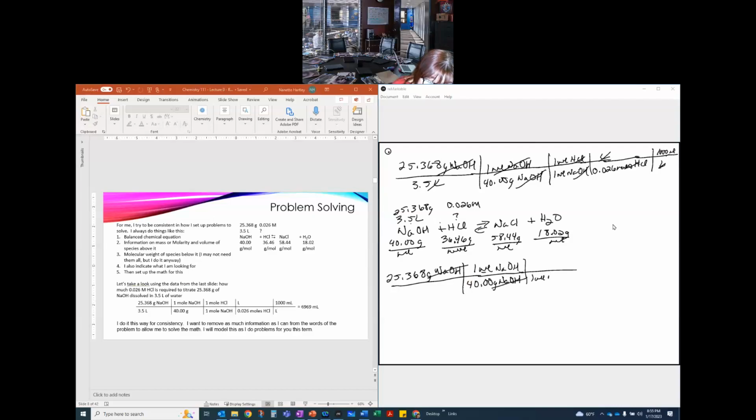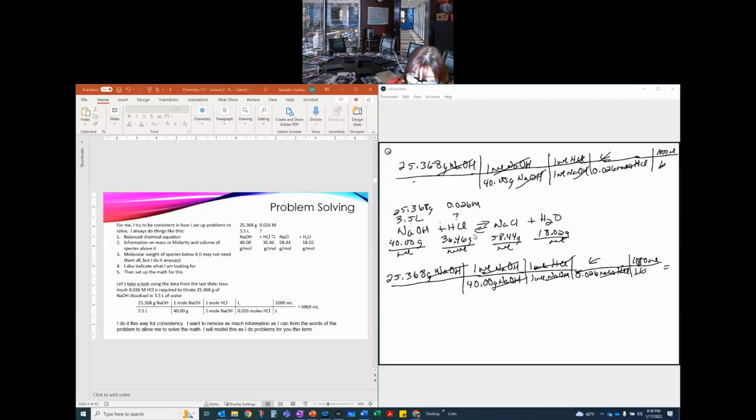I have 1 mole of NaOH to 1 mole of HCl, and that's from the balanced equation. Those are the stoichiometry. The numbers out in front of the NaOH and the HCl are both 1s. That's why it's a 1-to-1. I get rid of the moles of NaOH. I then have 1 mole of HCl, and the molarity is 0.026 moles of HCl per liter of HCl. So I can get rid of moles of HCl, and that leaves me with an answer in liters. But 1 liter is 1,000 milliliters. So I get rid of the liters, that leaves me with milliliters, and that gives me everything I need.